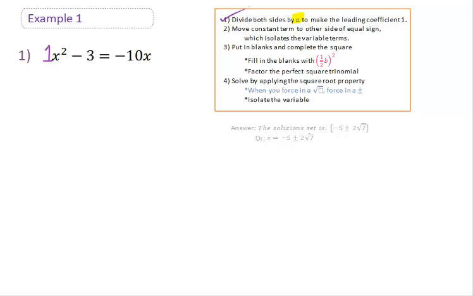Step number 2 is I need to isolate my constant term on one side of the equal sign and isolate my variable terms on the other side. So I'm going to move my 3 over here, and I'm going to move my 10x over there. And the reason that I'm doing that is because I like my leading term positive. It makes less work for me later on. So I move these by opposite operations. I add 3 to both sides, and I add 10x to both sides.